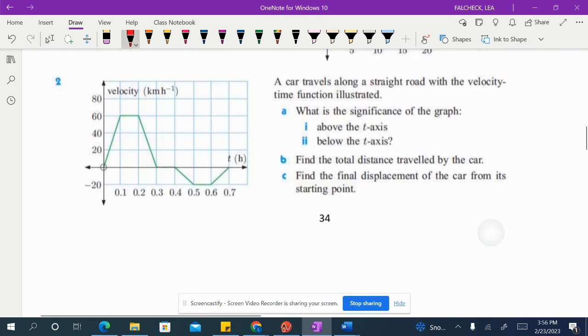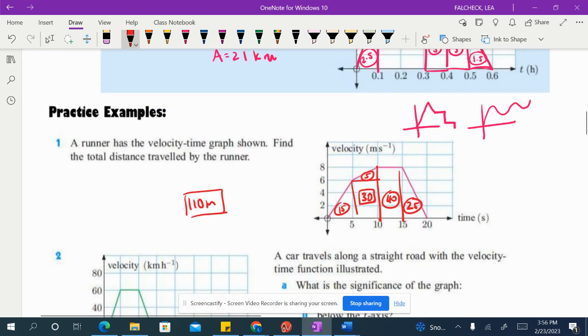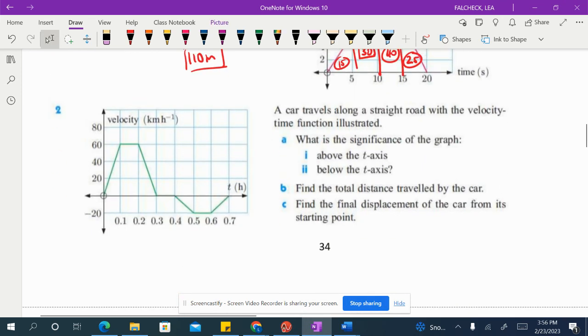Let's look at this one here, okay? It says a car, this one is a little less straightforward, so we're going to go through it together. A car travels along a straight road with the velocity time function illustrated. What is the significance of the graph above the t-axis? So above the t-axis, all velocities are positive, aka the car is moving right.